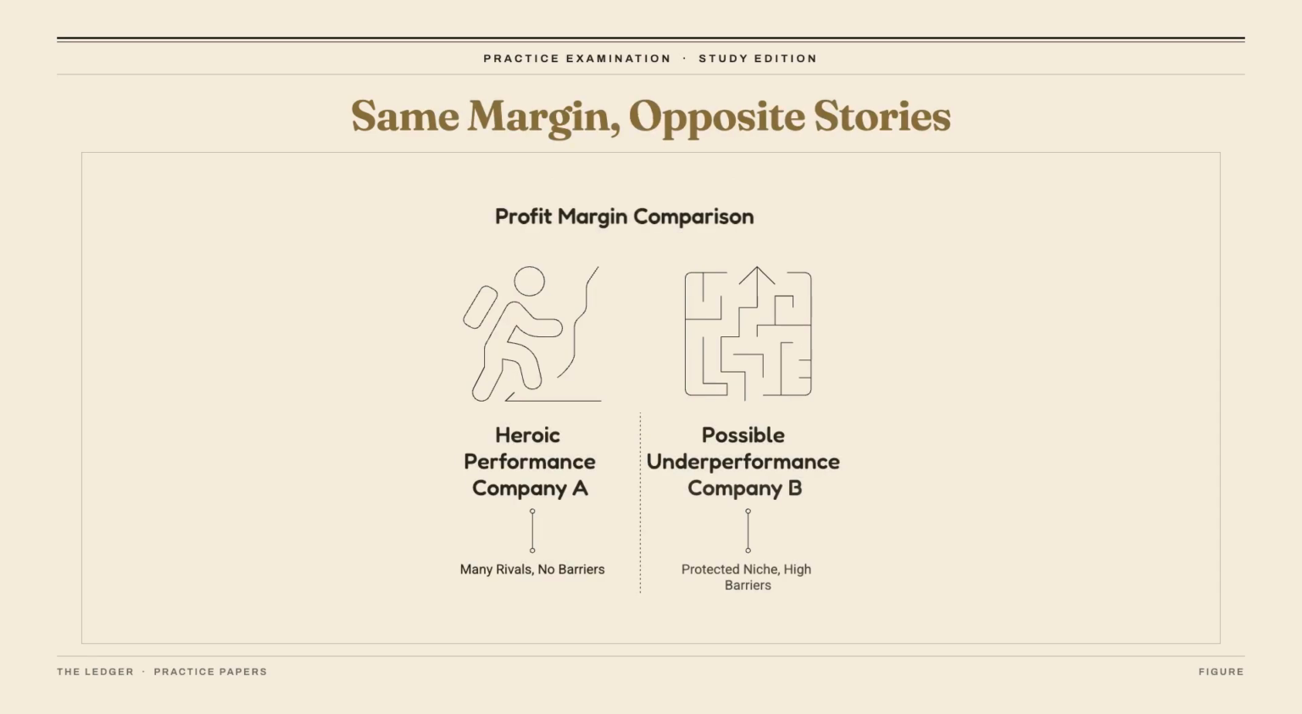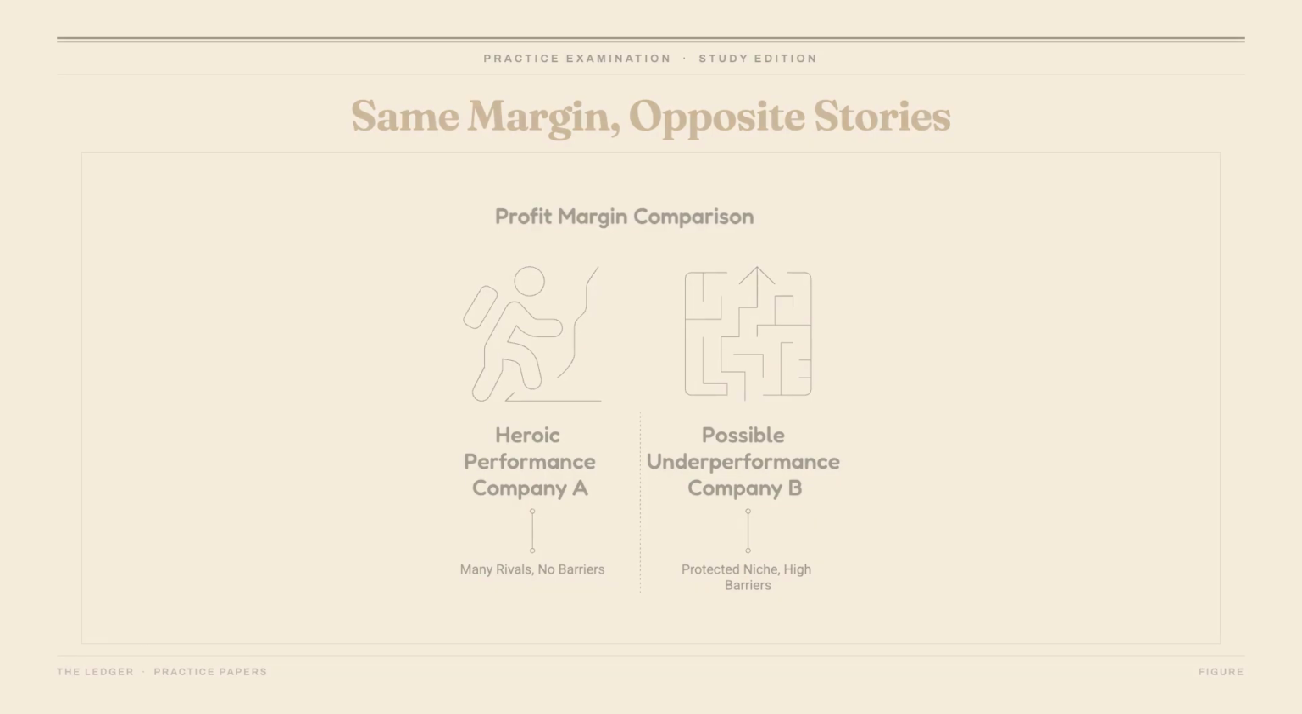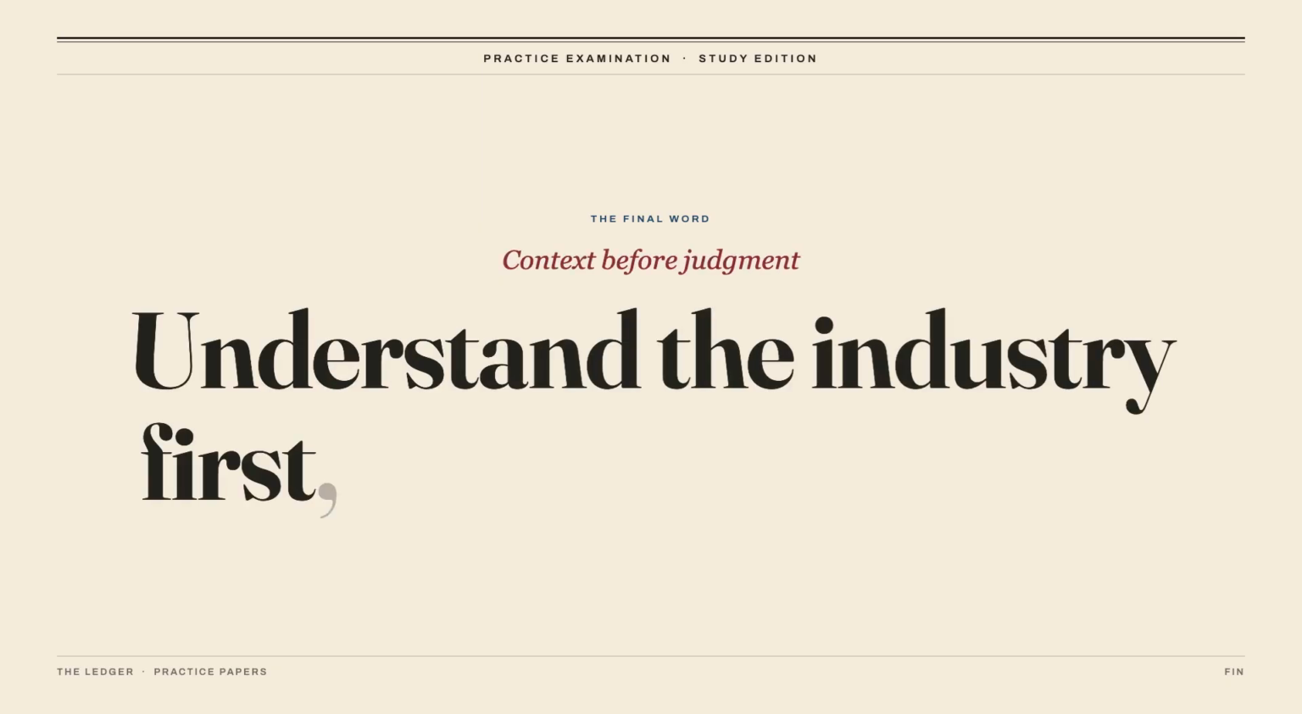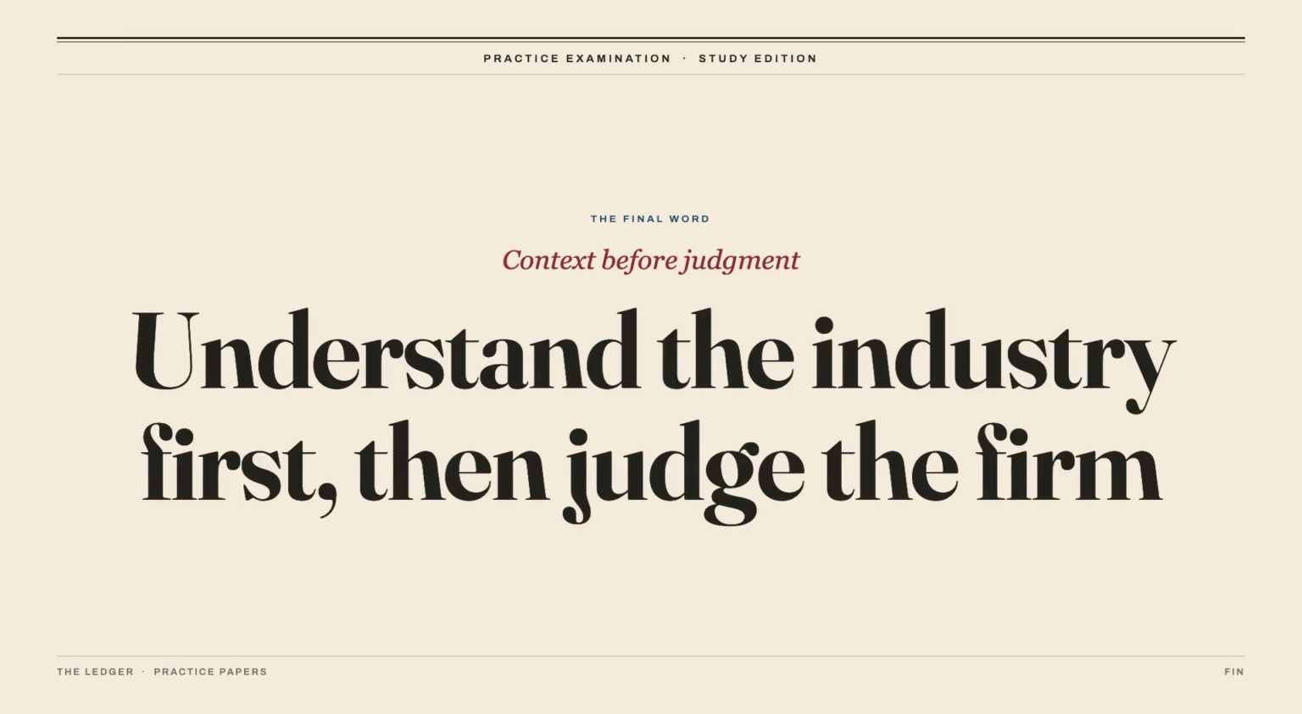Consider two companies reporting the identical modest profit margin. One fights dozens of interchangeable rivals with no barriers keeping anyone out. The other holds a protected niche with high entry barriers and little competition. Same margin, opposite stories. Skip the industry step and you'll credit the sheltered mediocre firm while doubting the excellent one trapped in a punishing market. Understand the industry first, and every figure that follows finally has a fair standard to be measured against.